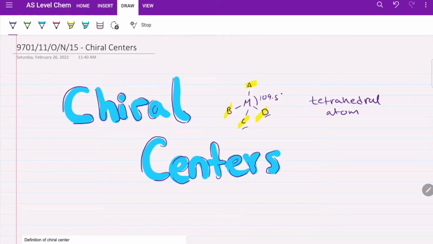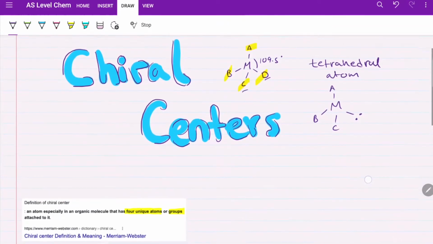And you can also consider lone pairs. So we can have a molecule like so. A, B, C, and instead of D, it's just a lone pair of electrons, and it's still considered part of the chiral centers, right? So let's actually get to solving the question now.